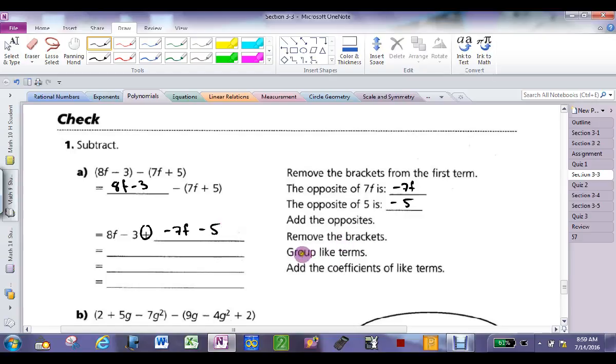They say to group your like terms. So they expect you to write down another step where you put your like terms right beside each other. Or you stack them. I don't care. 8f minus 7f and negative 3 plus negative 5. There they're grouped. 8f minus 7f leaves you with 1f, negative 3, and then negative 5 more is negative 8. Okay? All of you should have gotten that.